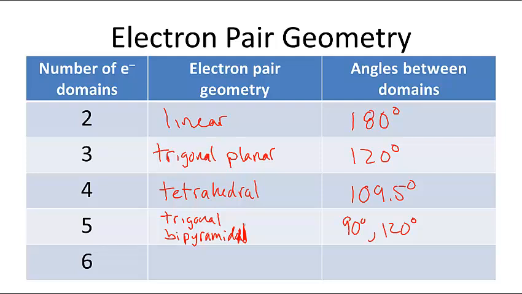Okay, the last one. The last one has 8 sides instead of 4. I know it's got 6 domains, but if you draw it out, it has 2 pyramids with 4 sides each. So 8 is octahedral. If you think about it, I'm holding up the SF6. If you treated the top and the bottom as a pyramid, each pyramid would have 4 sides. So that's where we get the octahedral from.